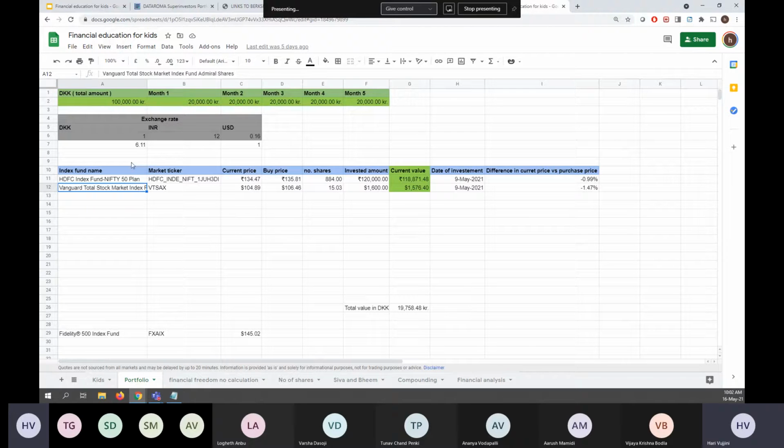And my question now is, I had an option. Investing is taking decisions every day, right? So here I had an option of investing 100,000 in one go, but I decided to split it into 5 months and invest 20,000 every month. Can anybody think of why I'm doing this?